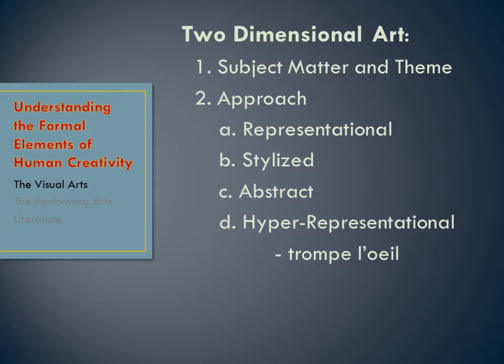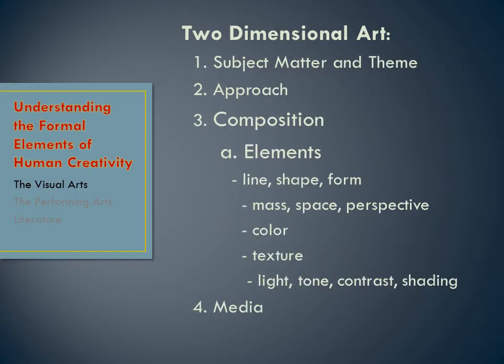In sculpture, sometimes sculptors will produce figures of human beings that are so lifelike you think that they could actually begin to talk or take a breath and walk. That's hyper-representational. There's a French term, trompe-l'oeil, that refers to this, but mostly it's referred to as hyper-representational. Let's move on to the next slide.